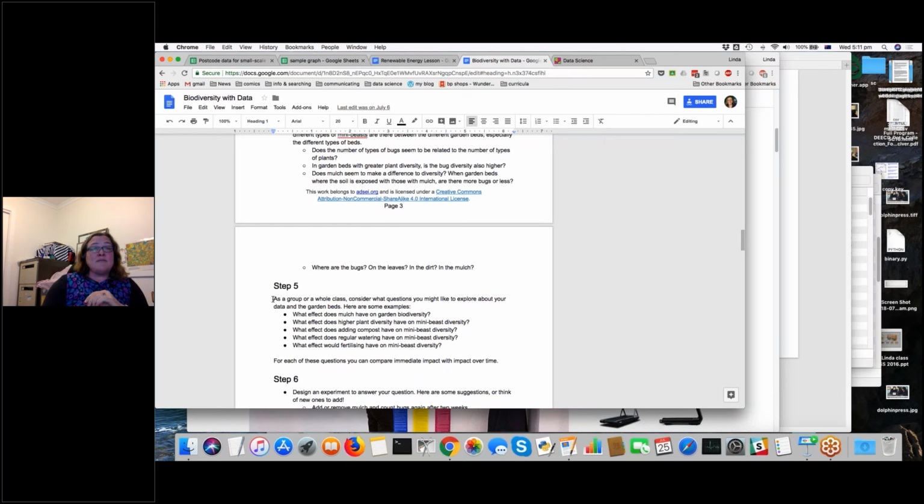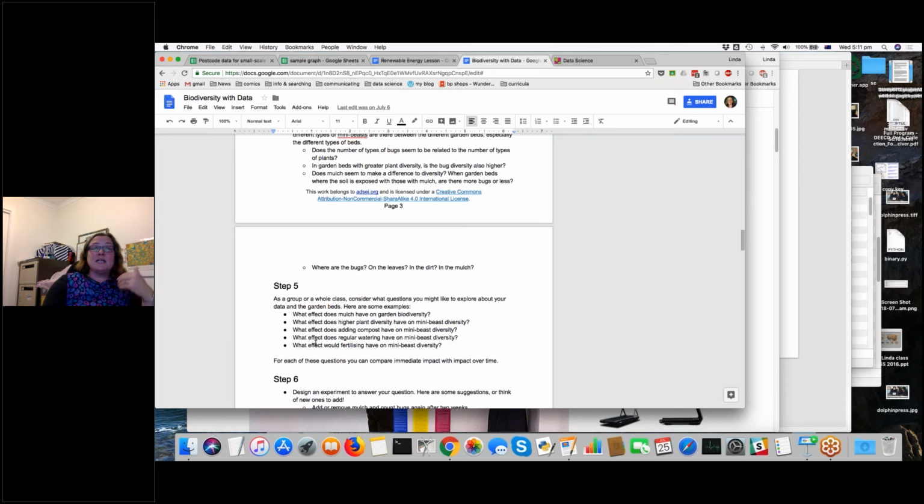So then step 5 is where you can get really creative and let the kids find their own questions, or you can explore a particular question that you allocate to the whole class. Some of the examples I've got are, what effect does mulch have on garden biodiversity? What effect does higher plant diversity have on mini beast diversity? What effect does adding compost have on mini beast diversity? What effect does regular watering have, and what effect might fertilizing have on mini beast diversity?